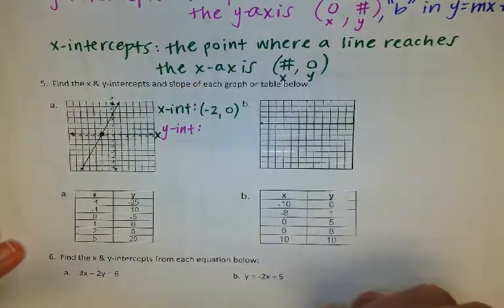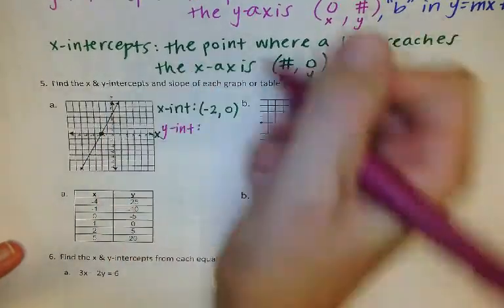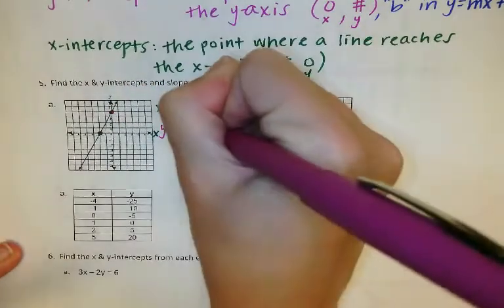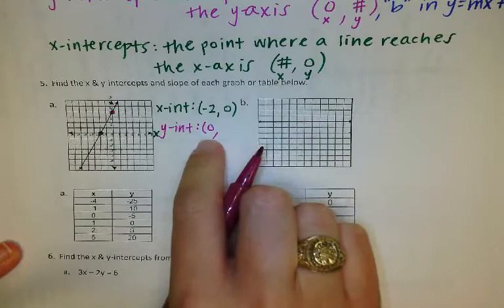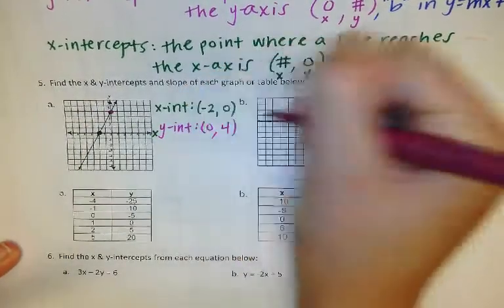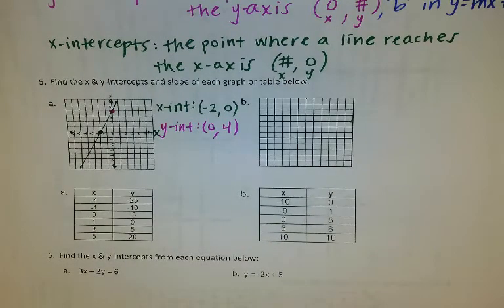Let's look at our y-intercept. So find the point where the line reaches the y-axis, and that's the point, I know that x is 0, that's a guarantee. 1, 2, 3, 4. So instead of just telling me 4, tell me it's the ordered pair 0, 4.